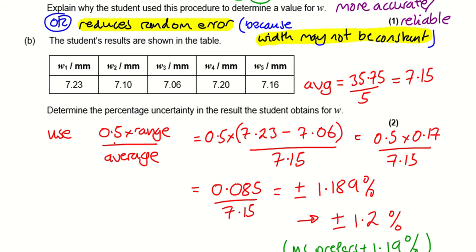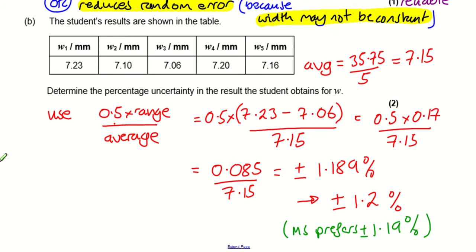Then they give you, now this is a nice bit of standard stuff about uncertainties. Here's the students' results. They measured it 5 times. They want you to work out a percent uncertainty. Well, if you're going to do that, it's half the range, which is lowest to highest. So there's your lowest, 7.06. There's your highest, 7.23. That is a change of 0.17. So that's what I put in here for my half the range. Half of 0.17, the difference between those two.